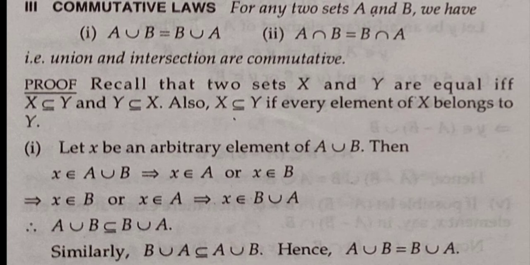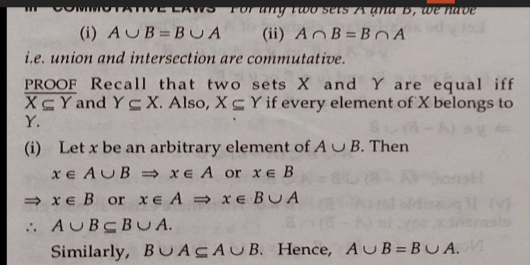The commutative law. Similarly here also, in commutative laws, for any two sets A and B, we have: the first one is A union B equals B union A, and the second one is A intersection B equals B intersection A. That is, union and intersection are commutative here. I already explained with the example. Similarly here, both are commutative. Now recall that two sets X and Y are equal.